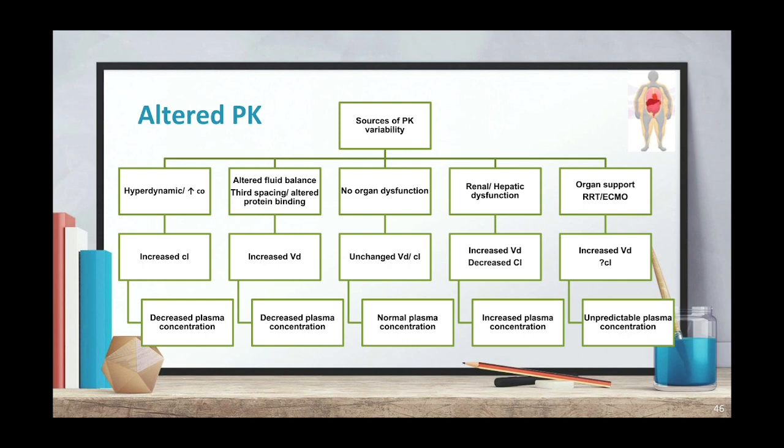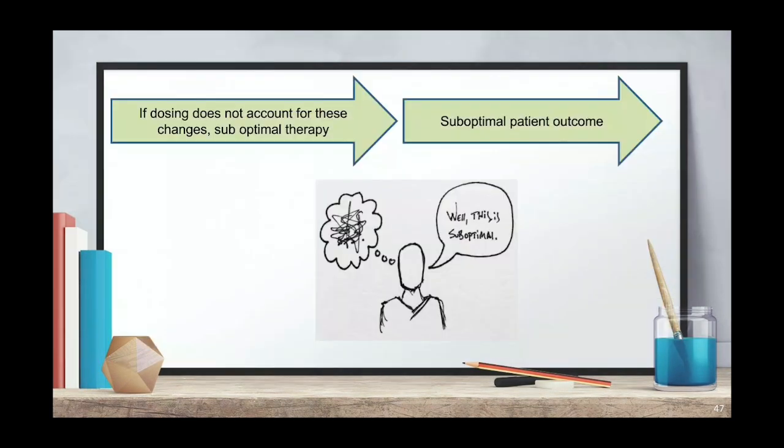If renal or hepatic dysfunction is present: increased volume of distribution, decreased clearance and increased plasma concentration. Organ support, RRT or ECMO: increased volume of distribution and unknown clearance. So there might be unpredictable plasma concentration. If dosing does not account for these changes, there might be suboptimal therapy and suboptimal patient outcome.